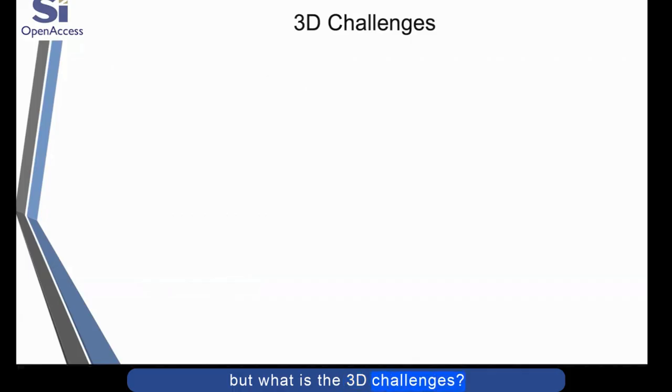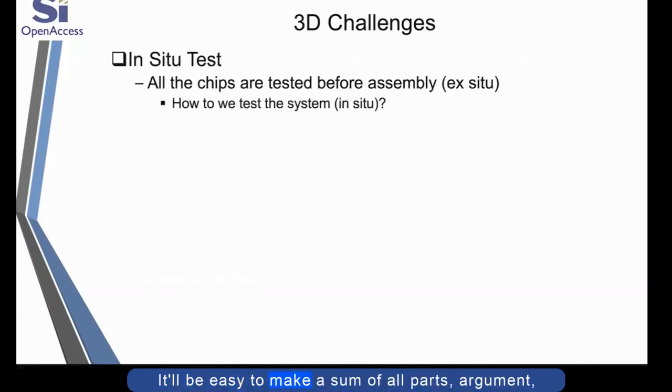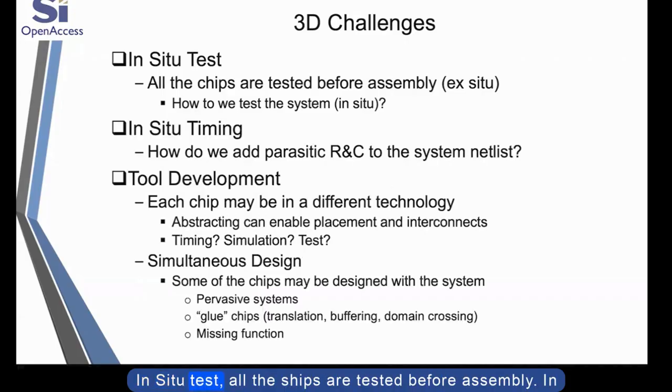But what are the 3D challenges? It would be easy to make a sum of all parts, assuming good chips combined to make a good system. This might work in a simple case, but as we push technology, it can easily fail. In test, all the chips are tested before assembly. In timing, how do we add parasitic RC to the system netlist? These are all very common 3D challenges. Maybe timing, simulation, test, and maybe thermal, since it will add up some heat, and the mechanical engineering of the chip is also very important.